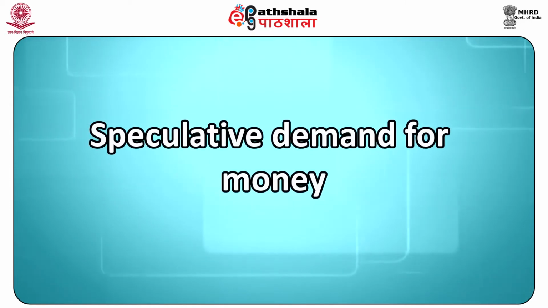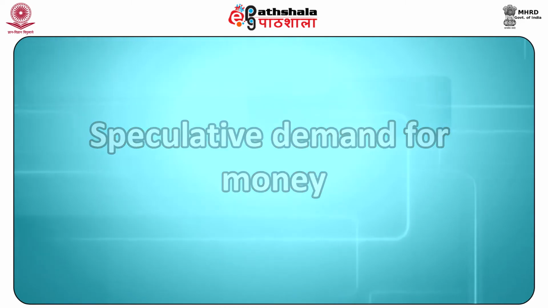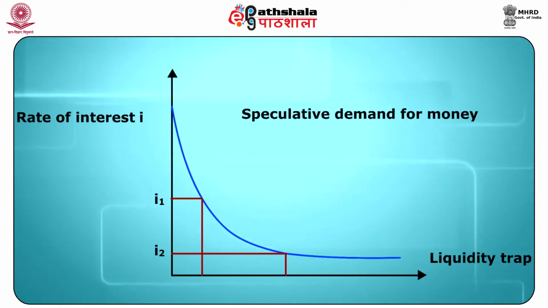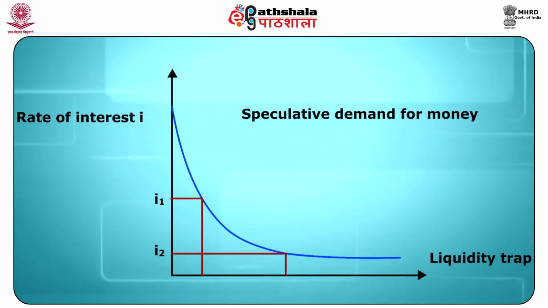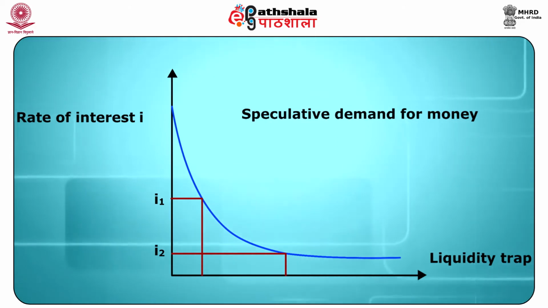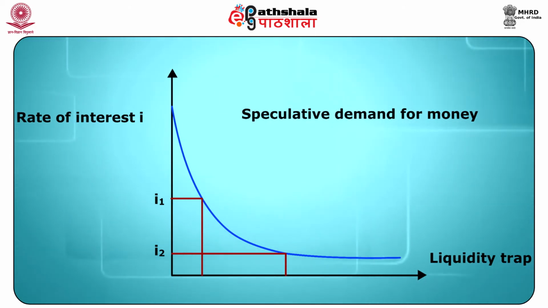Next, we shall discuss speculative demand for money. This demand for money is interest elastic. When the interest rate rises, people prefer to hold less money in the form of cash since holding money as such has an opportunity cost. While when the interest rates are on a decline, if they fall from I1 to I2, the speculative demand for money rises from M1 to M2. This inverse relationship between rate of interest and speculative demand for money is represented in the following figure.